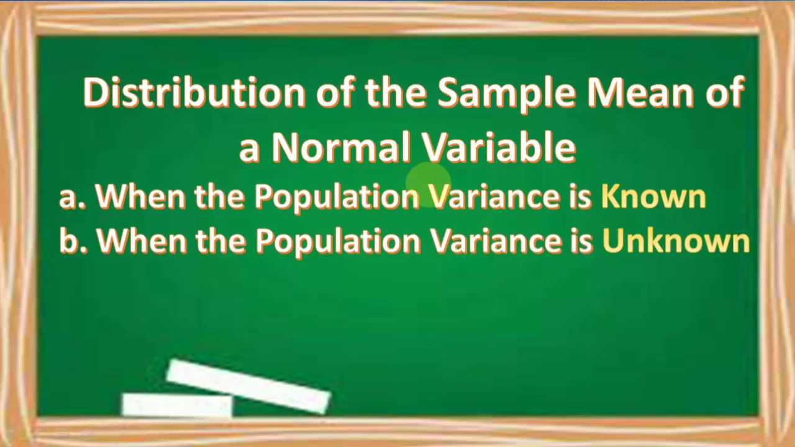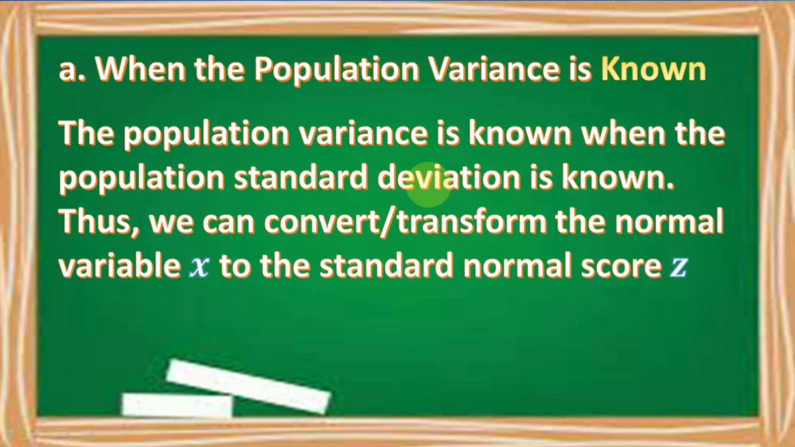Let us discuss the distribution of the sample mean of a normal variable. A. When the population variance is known. B. When the population variance is unknown. The population variance is known when the population standard deviation is known. Thus, we can convert or transform the normal variable x to the standard normal score.